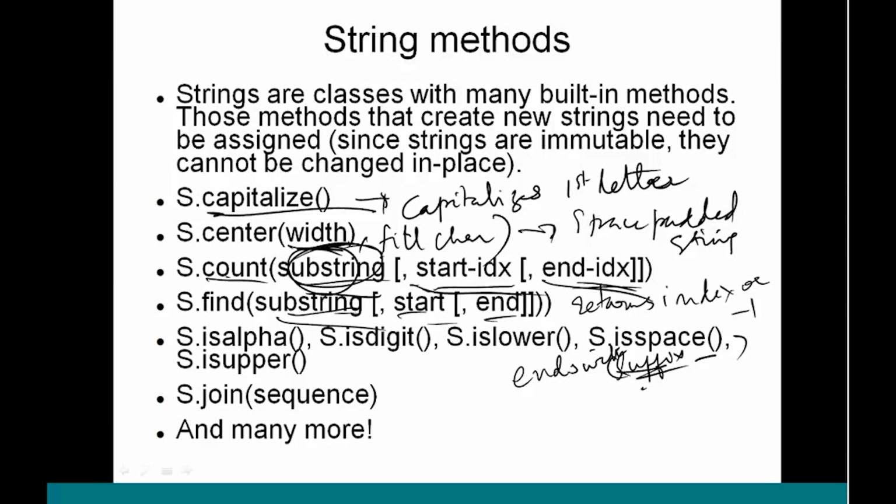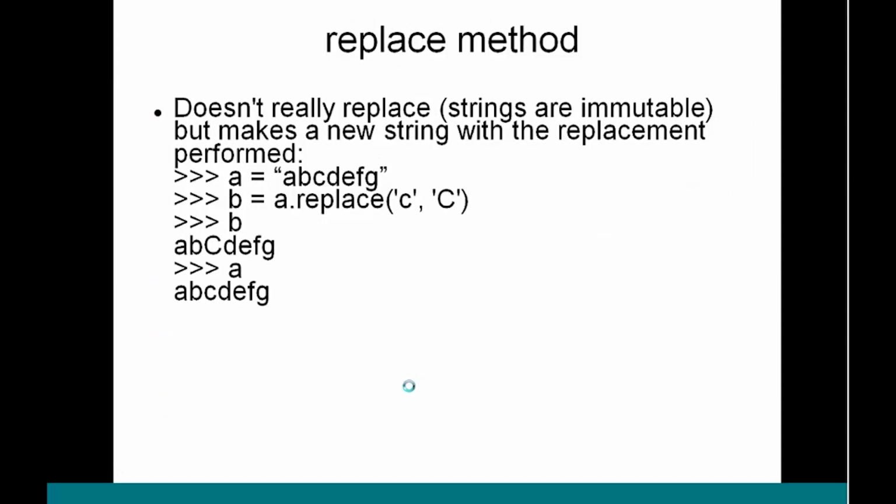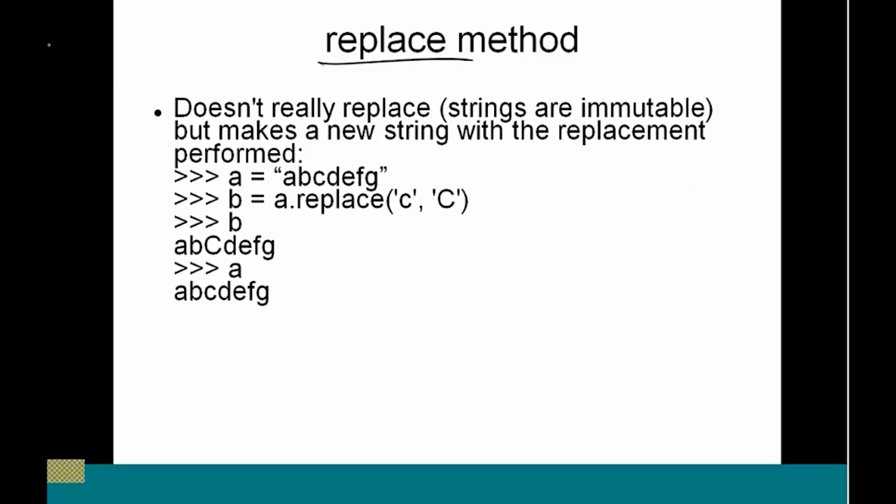And then the join is basically to take multiple sequences and join them. And there are others also. So we also have another method called replace. It really doesn't replace. Again, go back to our first principle, which is strings are immutable, but it makes new strings with the replacement performed.